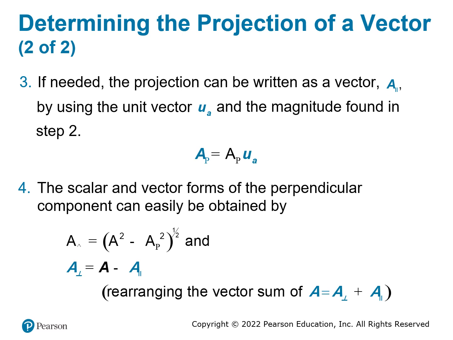So to determine the projection of the vector, you find the projection by using this. This is the position vector, and this is the projection which comes from the dot product, and this is the unit vector of that direction.